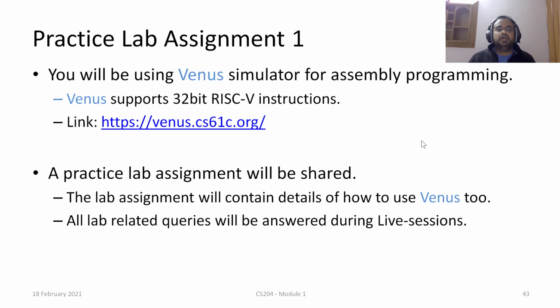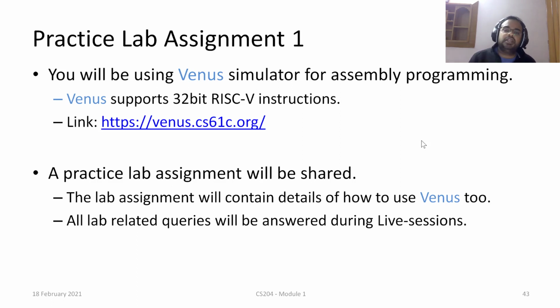And along with it we will also float the first lab assignment, and this is again for practice, right? We are going to use the Venus simulator to do assembly programming. Venus is a 32-bit RISC-V simulator. It means that you'll be working with the 32-bit RV32 ISA. The link is provided in the slide. Go ahead and open it and explore.